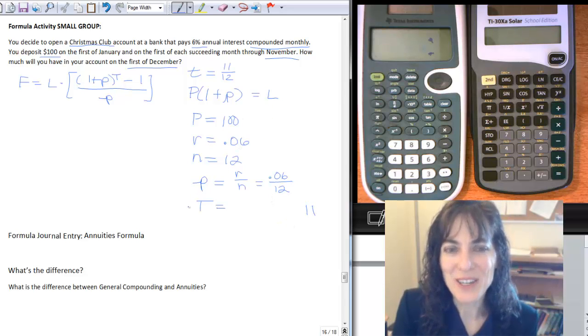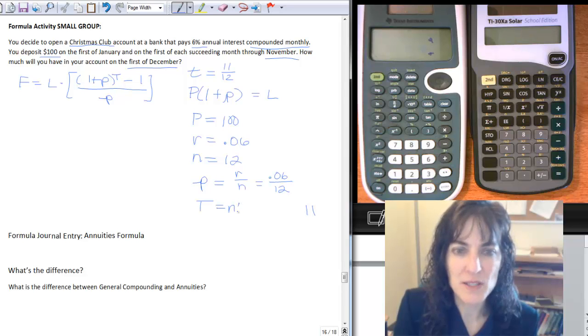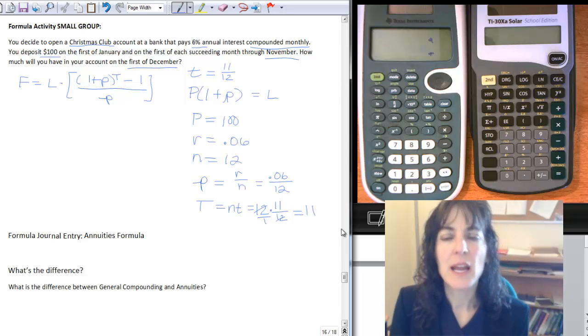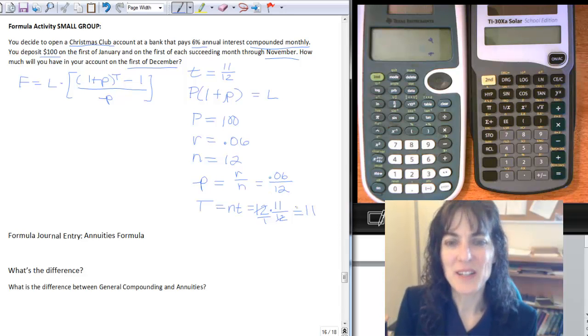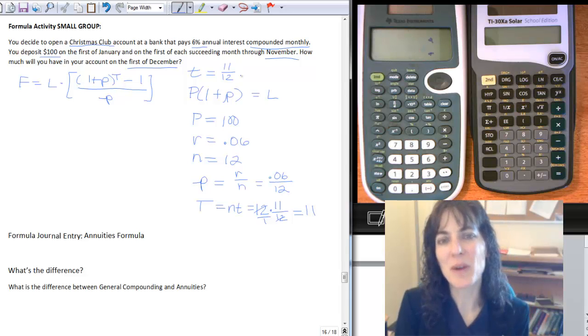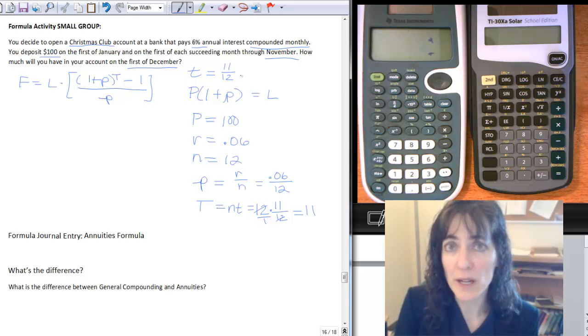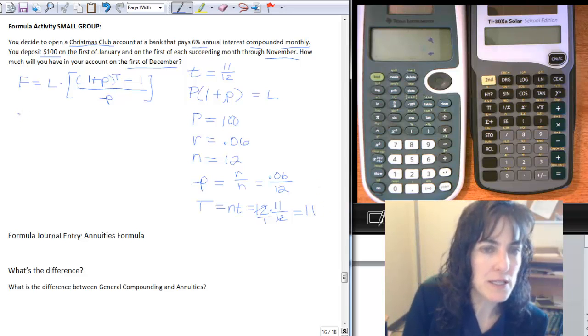And I want to show you the actual calculation so you can see it both ways. So we have N times T. My N is 12, and my T is 11 over 12. And when we multiply those, remember the 12s cancel, and I will get 11. And that's the number I expected. That's why I had to use something funky for my little t, so that my big T, the number of payments I was going to make, would come out correctly to the 11 payments that I know I was going to make. Okay, let's plug things in.